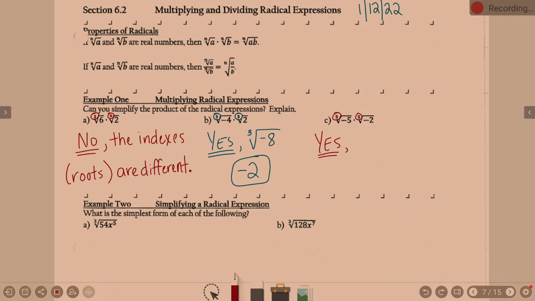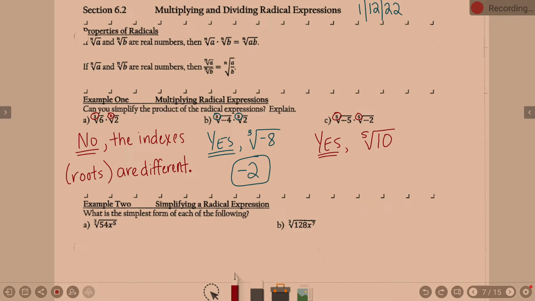What is the fifth root of negative 5 times the fifth root of negative 2? The root is there. Okay. So you keep the fifth root. Negative 5 times negative 2 is 10. Can I go farther with the fifth root of 10? It's a decimal. No.